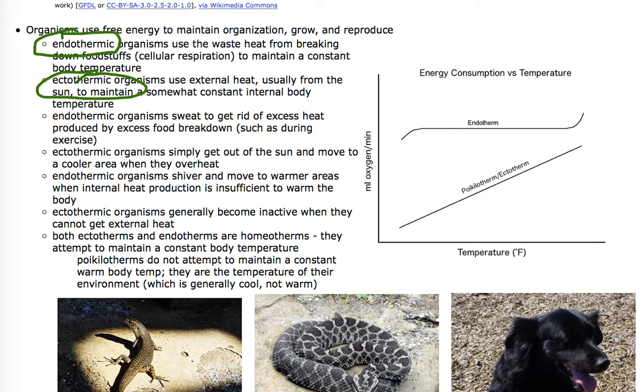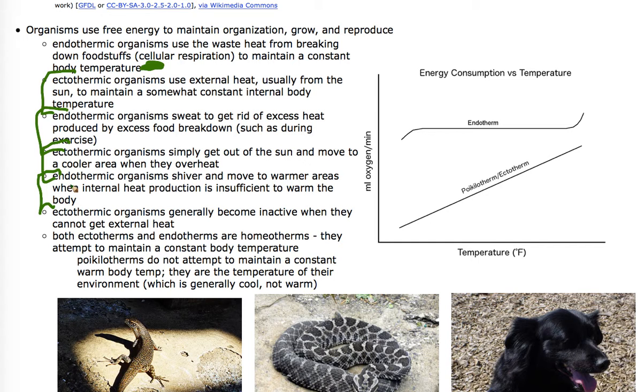So let's start this over again. It turns out that endothermic organisms use waste heat from breaking down food to keep themselves warm. That's like us and birds do that. Ectothermic organisms use sunlight or some kind of external heat to maintain a constant or relatively constant body temp. Endothermic organisms like us, we either pant, dogs pant, they can't sweat. We sweat. Different animals have different strategies, but endothermic organisms have to do something to get rid of excess heat when they've overheated themselves. Ectothermic organisms don't need to do that. They just get out of the sun and then they cool themselves off. Endothermic organisms, when they're too cold, they shiver.